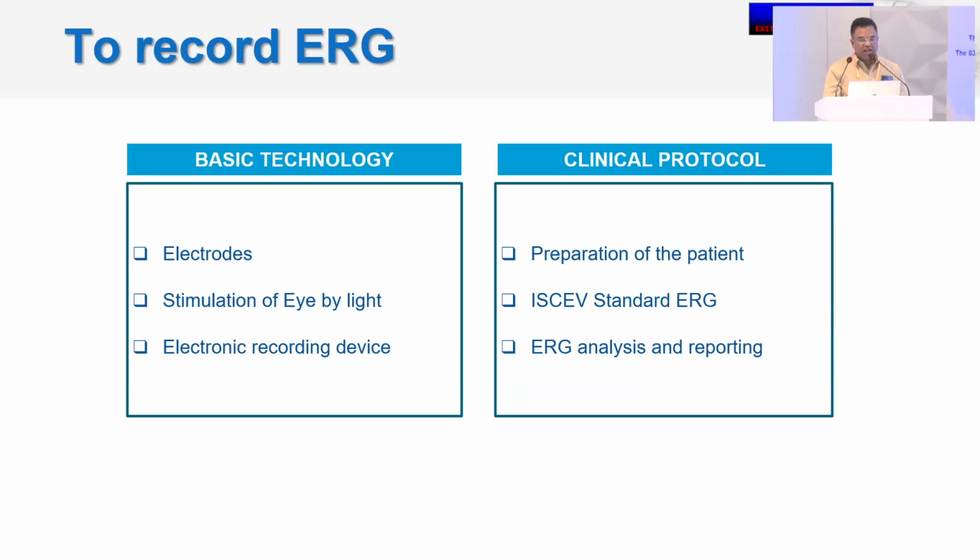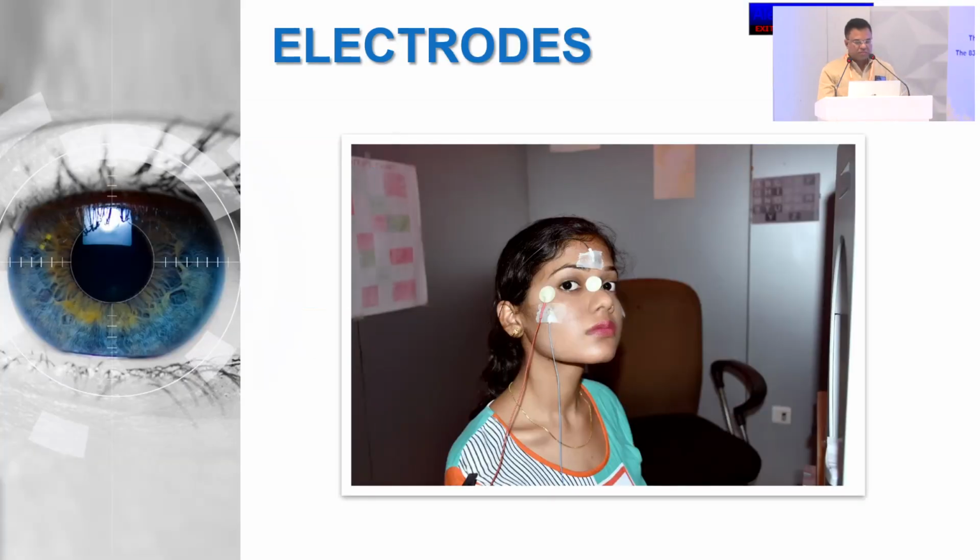So to record an ERG, we must have an understanding of the basic technology that has to be used and the clinical protocol to be followed. The basic technology includes information about the electrode, what happens when the eye is stimulated by the light, and finally the electronic recording devices which record the impulses. The clinical protocol includes how to prepare the patient, the ISCEV standard for the ERG, and finally the analysis and the reporting of the ERG. Coming to the first part, that is the electrodes.